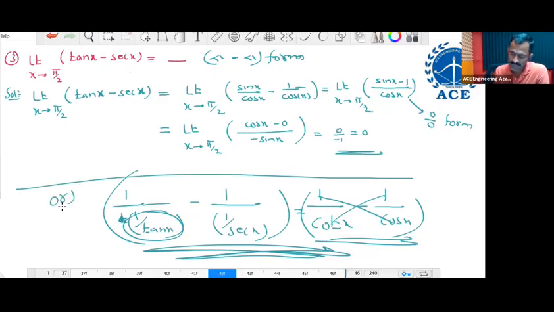Or this method, anyone. So this is about the third problem. Next, we go to problem number 4.